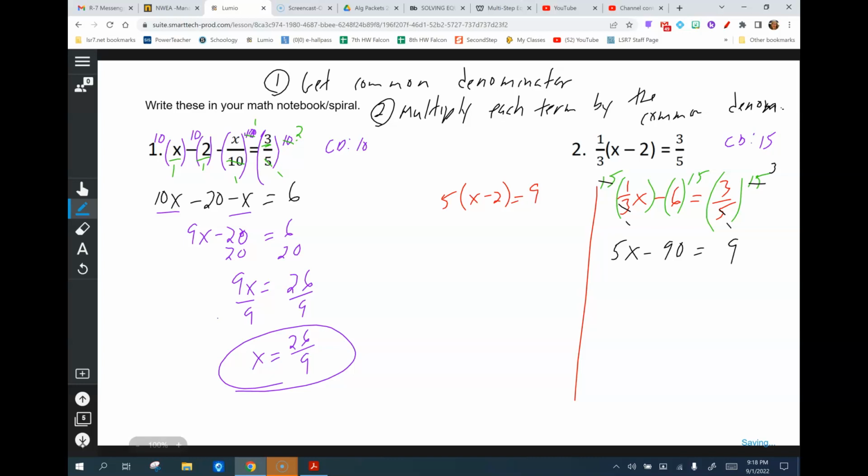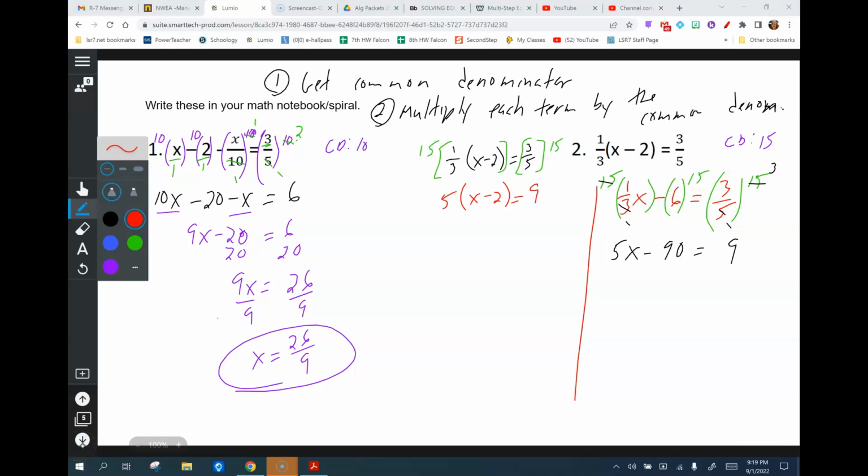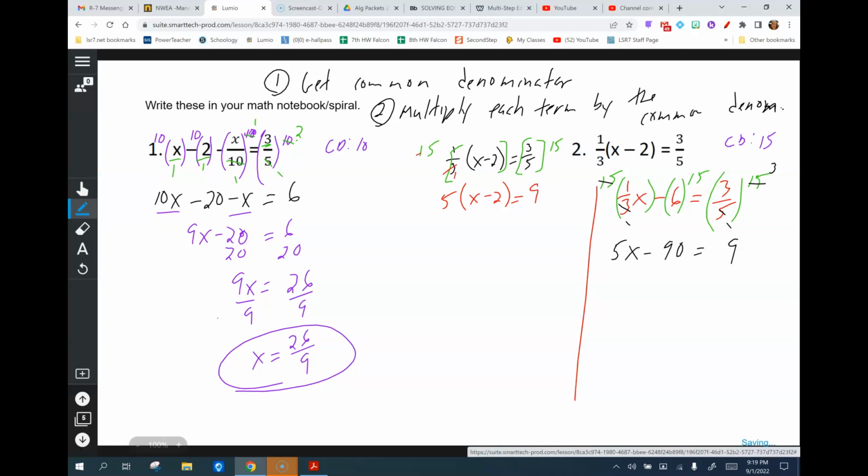Now you'll notice that over here, it will work out to be the same thing. So I went back and wrote this as if I was going to multiply each side by 15. So here I'm going to cancel out a 3 and I get a 1. Here I get a 5. So that's 5 times x minus 2. Here I'm going to cancel out a 5, and I get 9. Okay, which is what I had.